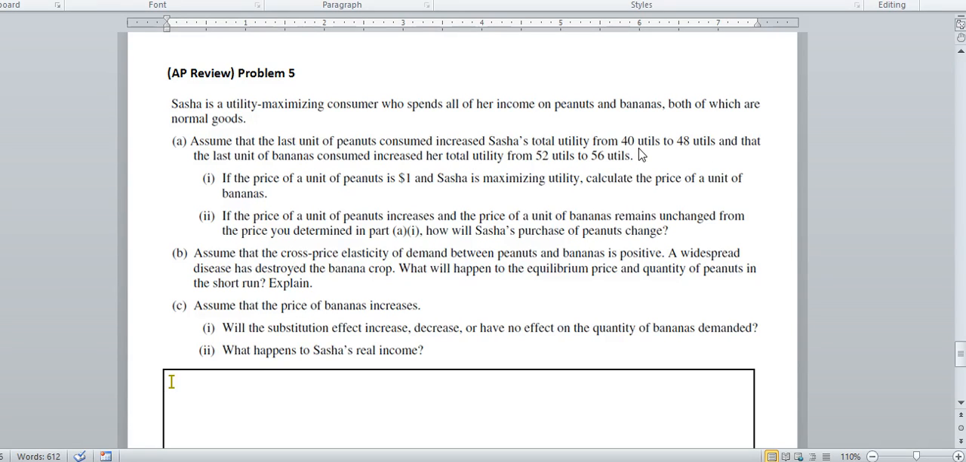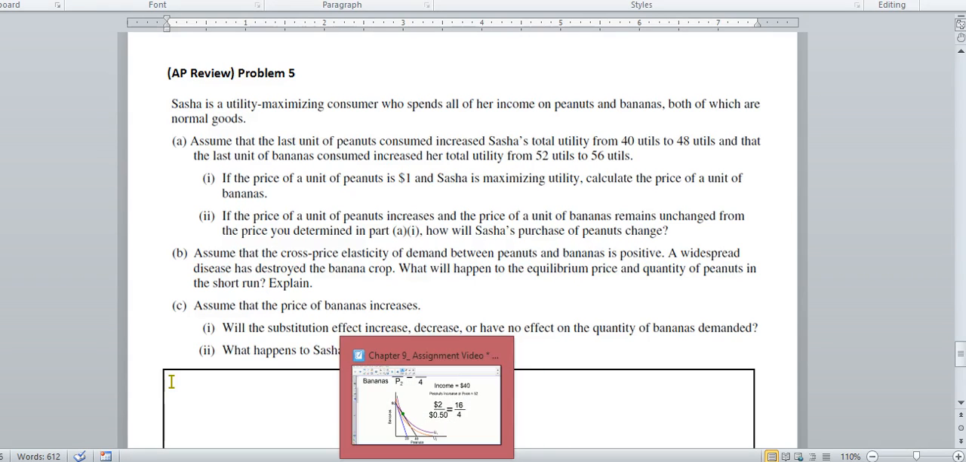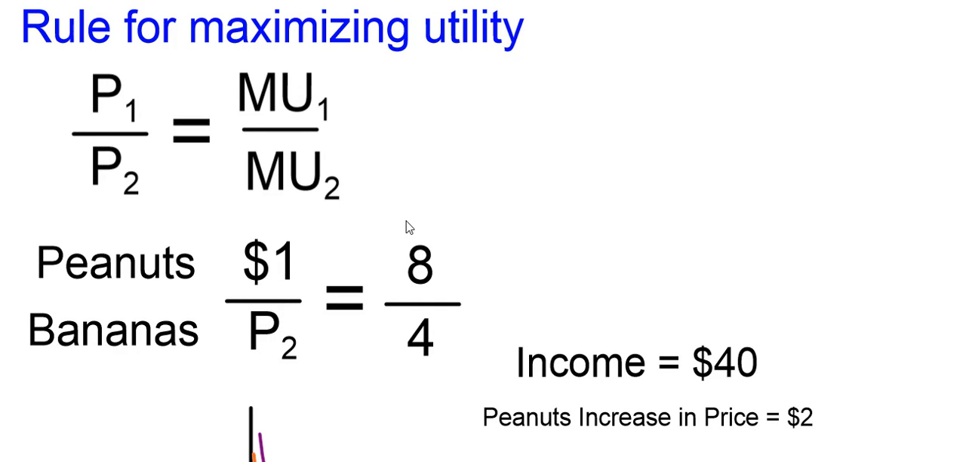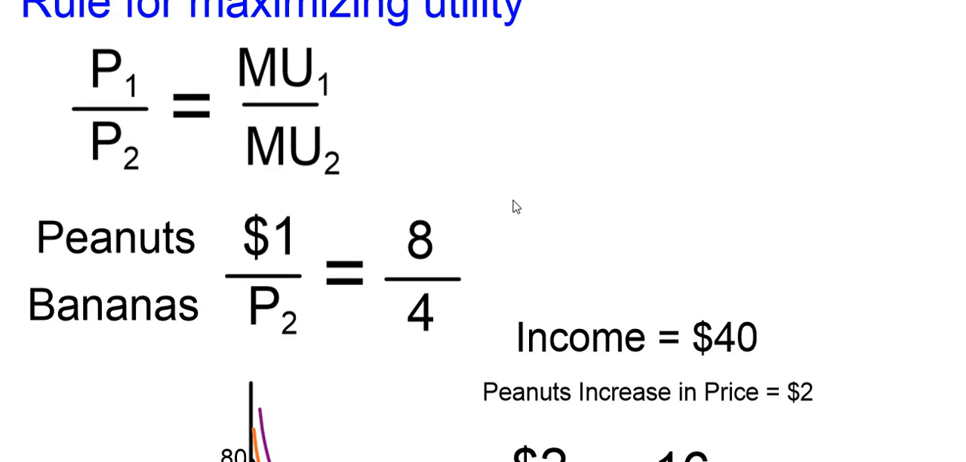It's 8 and 4. So that's your ratio of MU1 over MU2, and you know the price of peanuts is $1. So you simply apply the rule for maximizing utility that we learned back in chapter 8. So we have 8 over 4 for peanuts. The marginal utility was 8, and for bananas it was 4, and the price of peanuts is 1. So you simply solve for the variable, the price of bananas that you don't know, pretty easy, and you come up with the price of bananas.